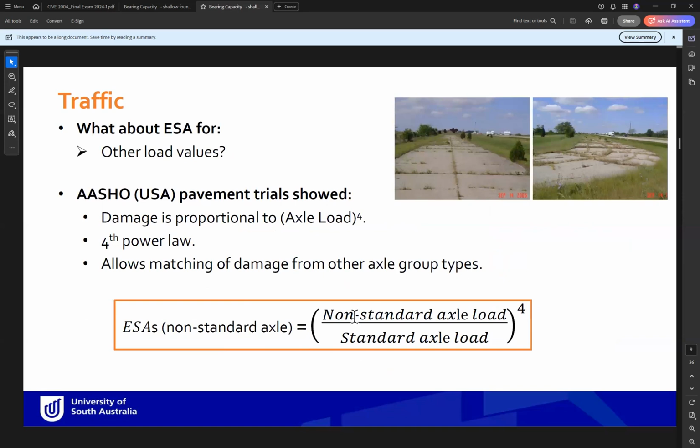Okay. So this is the rule, or the formula, to convert non-standard axle to standard axle. As you know, we have a standard axle and other axles may be non-standard. So to convert from non-standard to standard, we use this formula. The formula is non-standard axle divided by standard axle, to the power 4. That's why this law is called the fourth power law.